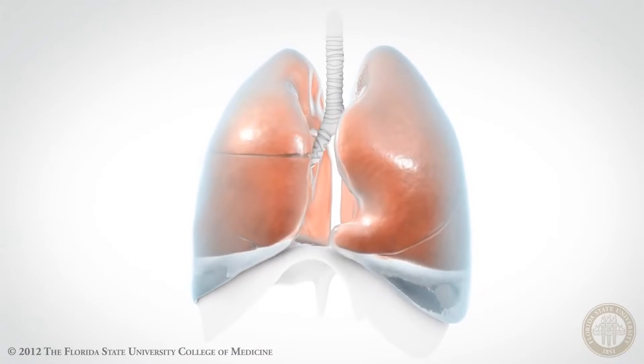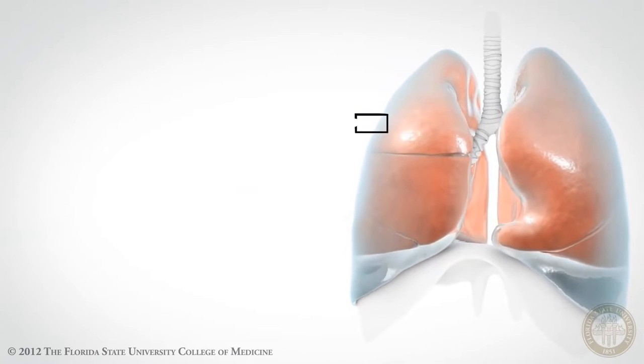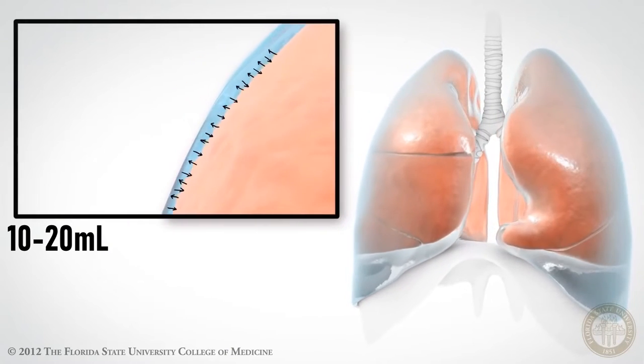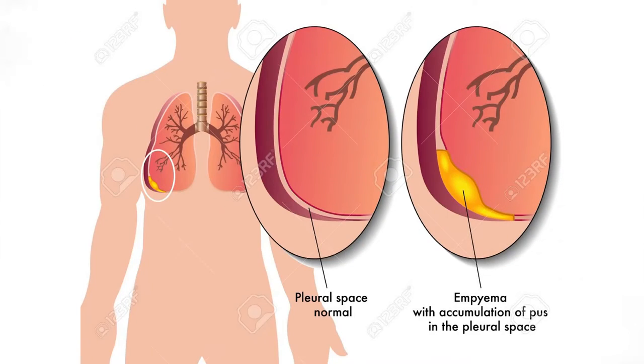In between the two layers, there is what we call the pleural space, wherein it contains an average of 10 to 20 milliliters of fluid that moistens and reduces friction between the membranes where you breathe. Empyema is a condition that is defined by purulent or infected fluid collection that affects the pleural space.